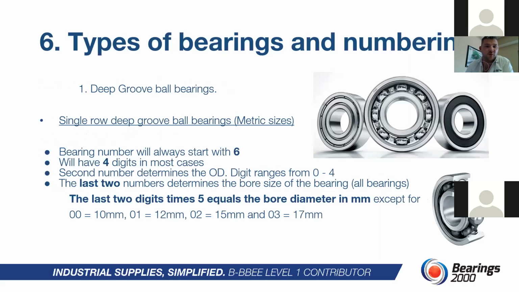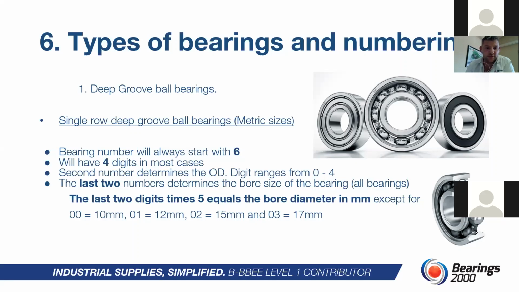Start off with the deep groove ball bearing. So you get a single row deep groove ball bearing. We're only going to cover the metric sizes, just on the numbering and what they mean. So the single row deep groove ball bearing will always start with the number 6. In most cases, it will have 4 digits. Of those 4 digits, the second number will determine the outside diameter. And the last 2 numbers determine the bore size of the bearing. And that is in all bearings.